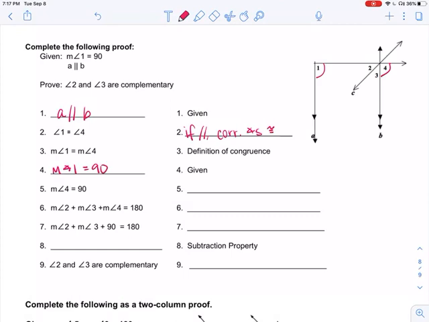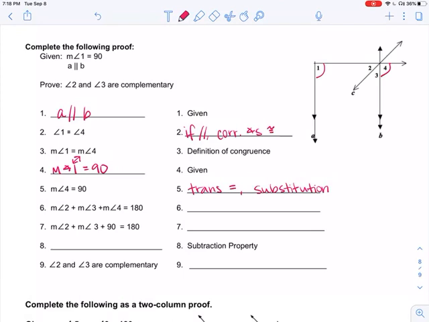Now, notice the difference in 3, 4, and 5. What we're doing is swapping out the measure of angle 1 for the measure of angle 4. Since we're replacing an entire side, that could be the transitive property of equality. It could also be substitution. Either one of those will work in that case.